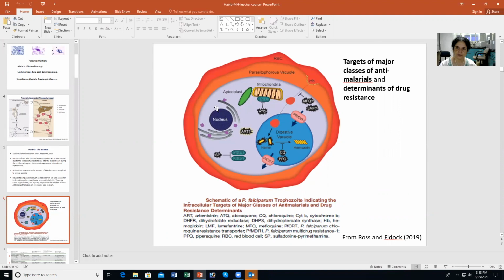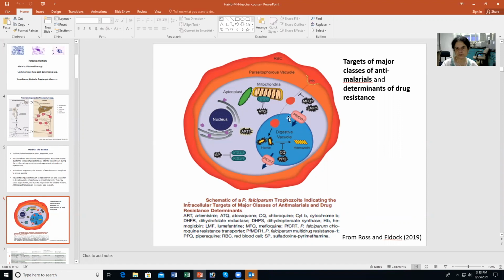The parasite has a nucleus. The parasite also has organelles such as a mitochondrion. It has a single mitochondrion, and it also has a single apicoplast, right? And this apicoplast is a plastid-like structure. I will describe it later. Now, if you are looking, this is the digestive vacuole.